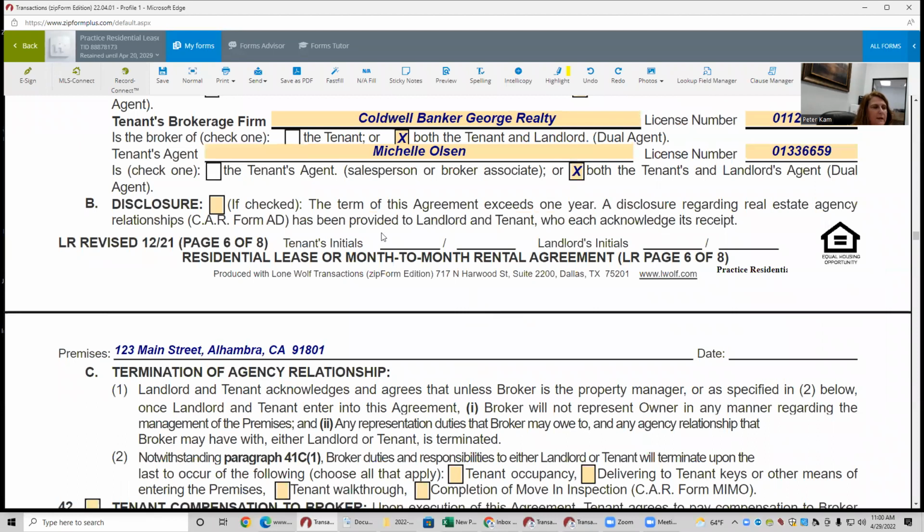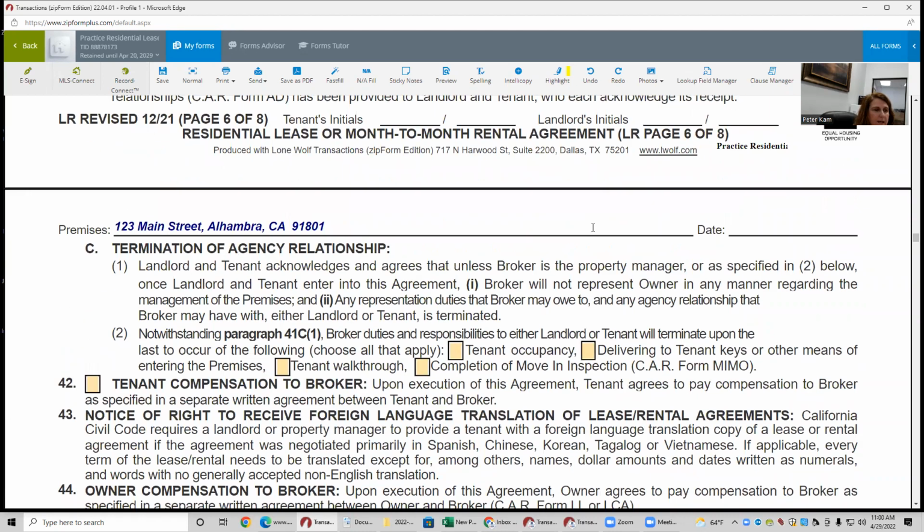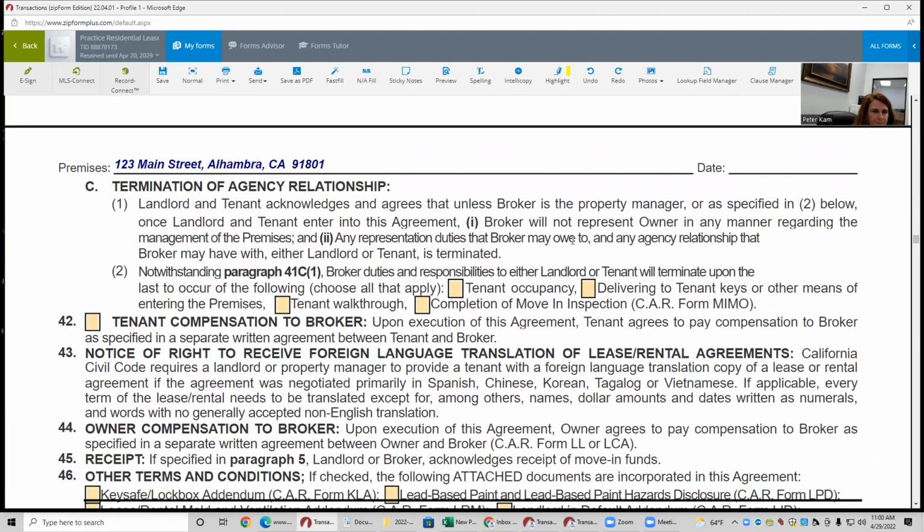If this lease is for more than a year, please check this box. But regardless of whether it's for more than a year, we as a brokerage still want you to provide an AD form. If you check this box, it will automatically populate an AD form. However, we still would like you to have that agency disclosure form so that everybody's advised of that. So please provide the AD form, whether it exceeds a year or not. That's a good protection for all of us.